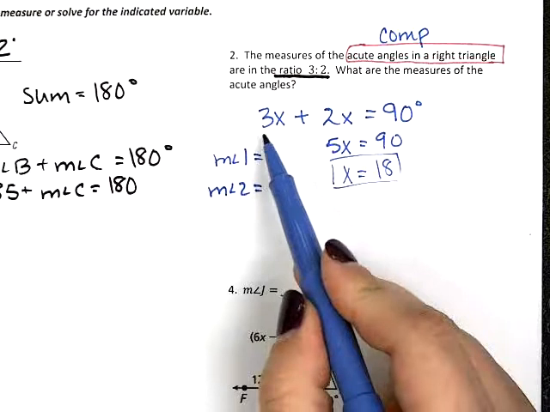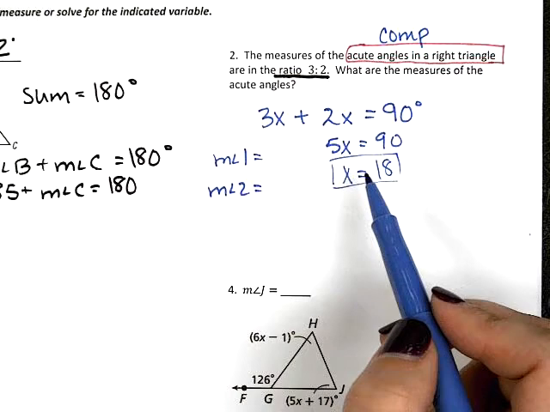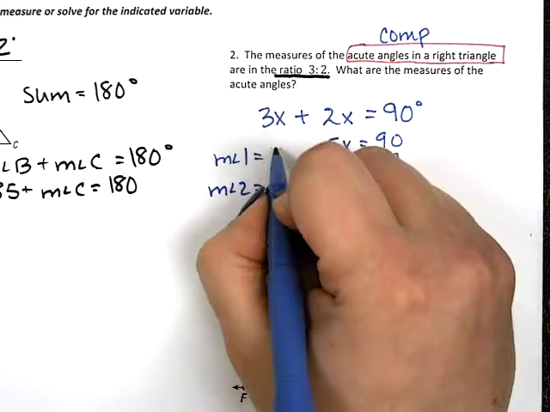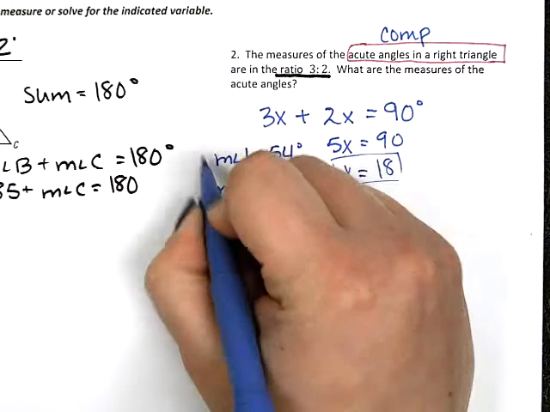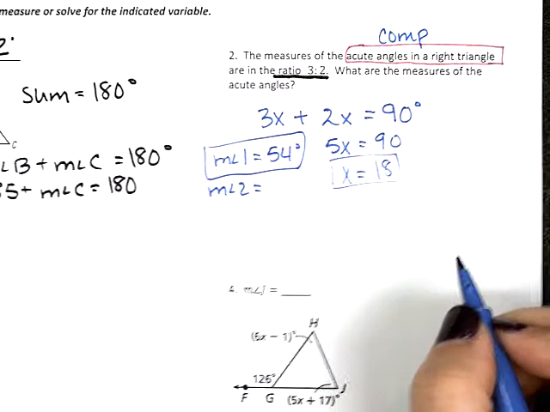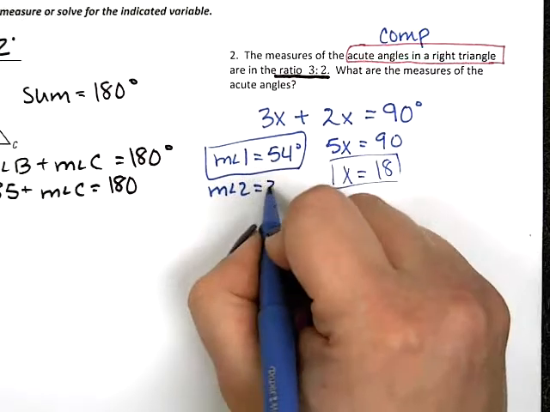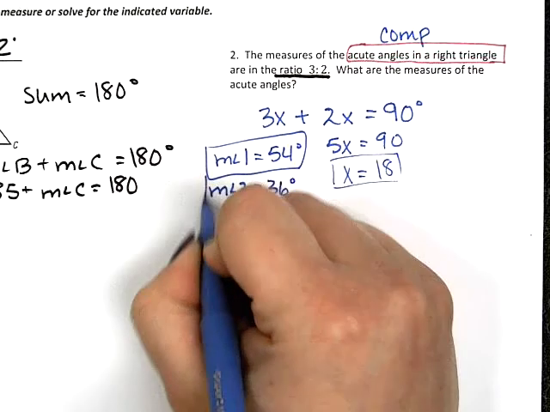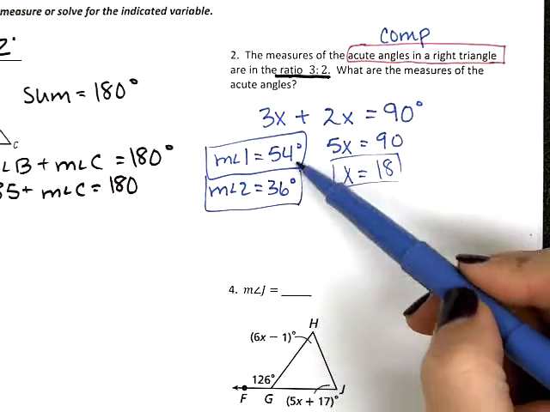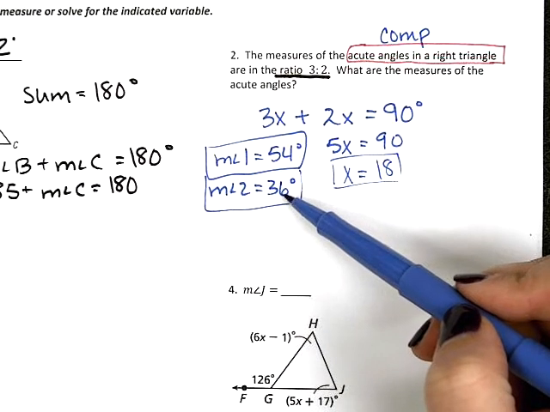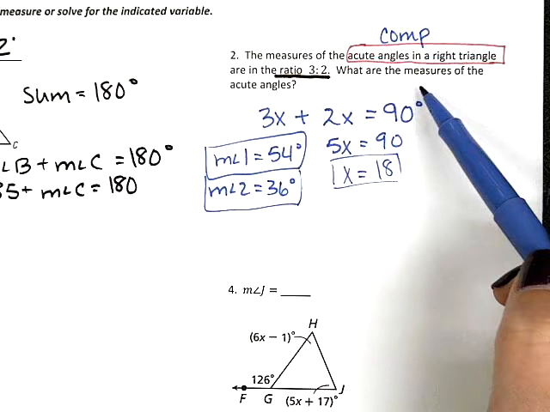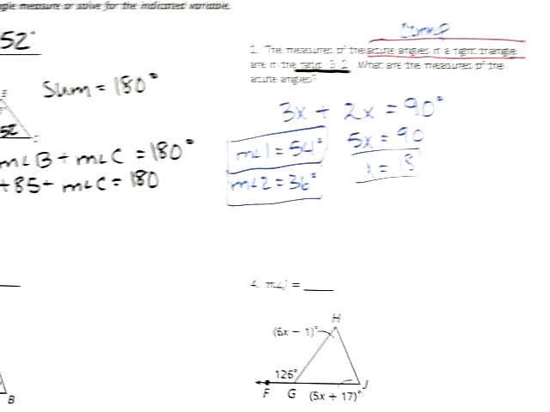Well, one of them is 3x, so 3 times 18 is going to give us 54 degrees. And then the other one is 2x, so 2 times 18, which gets us 36 degrees. And if we double check our answer at the end, 54 plus 36 equals 90 degrees. So I know that I got the right answer. Cool?